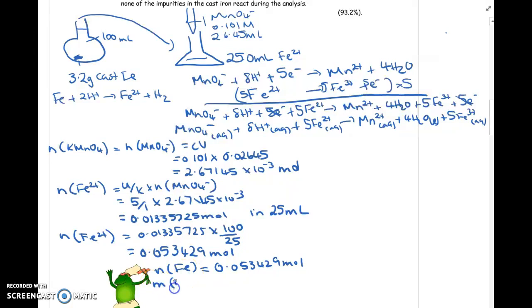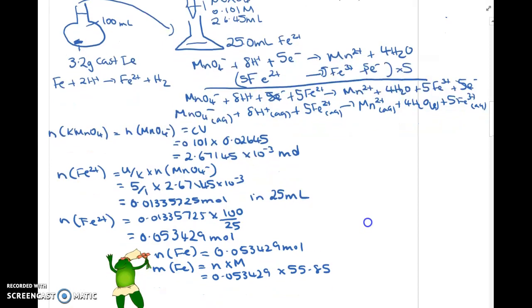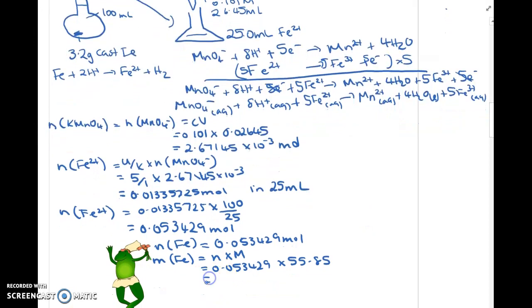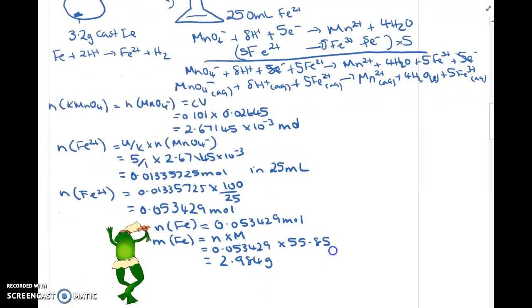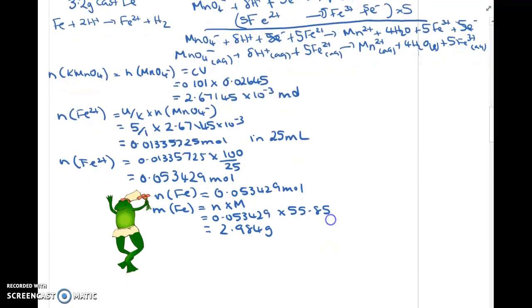The mass of the iron will equal number of moles times formula mass, which is 0.053429 times 55.85, and this comes out to be 2.984 grams. So now we're up to finding percentage purity.